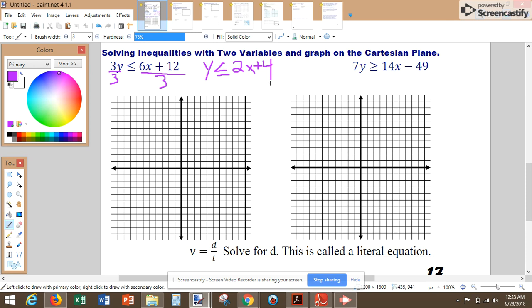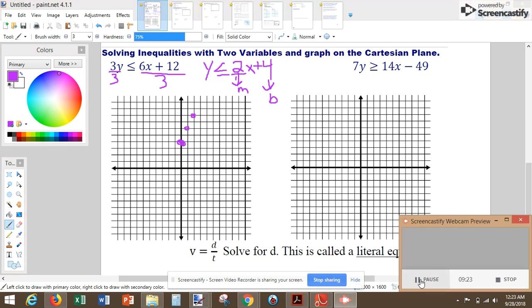From here, we could identify our b is 4 and our m is 2. So our starting point will be 0, 4. That is our y-intercept. Our slope will be rise 2, run 1, up 2, right 1, up 2, right 1, and so on. And you'll use a straight edge to connect the points to make a line, like this.